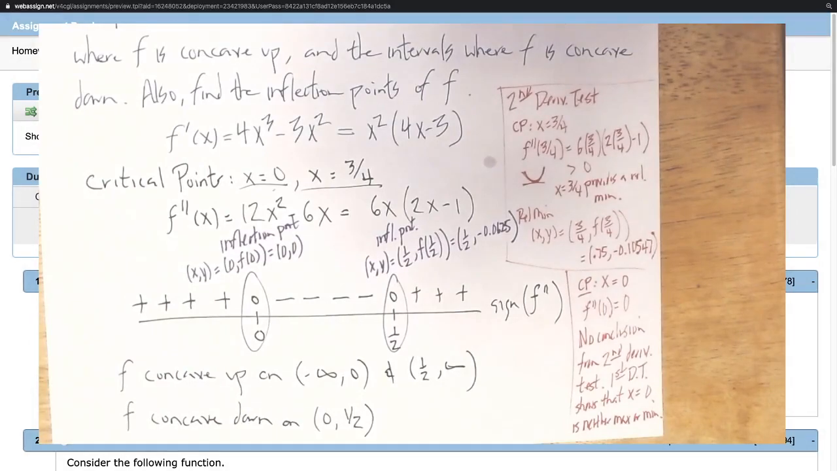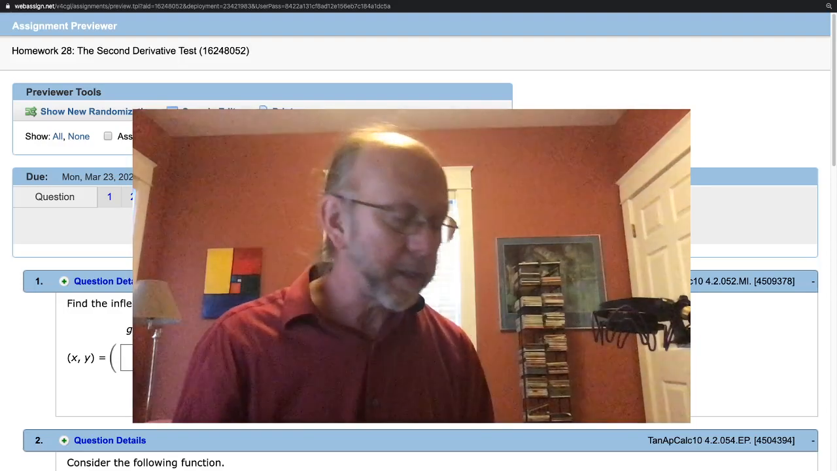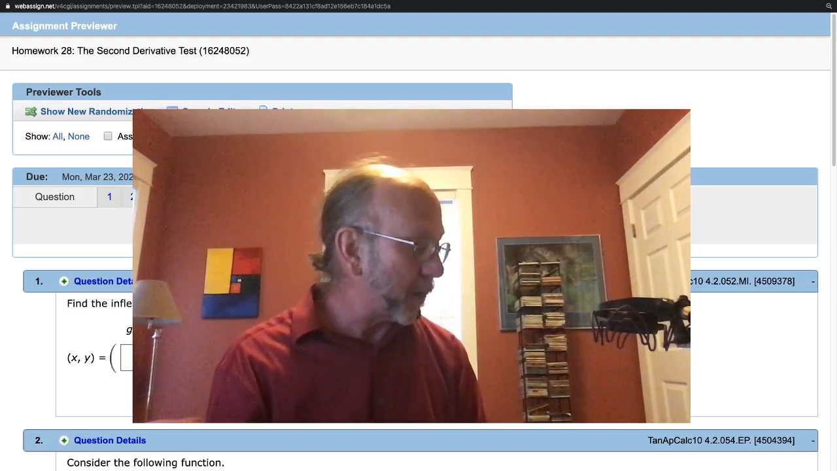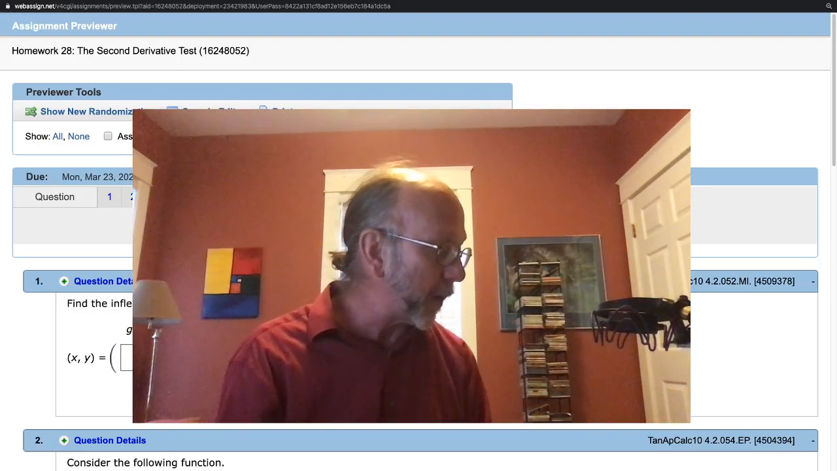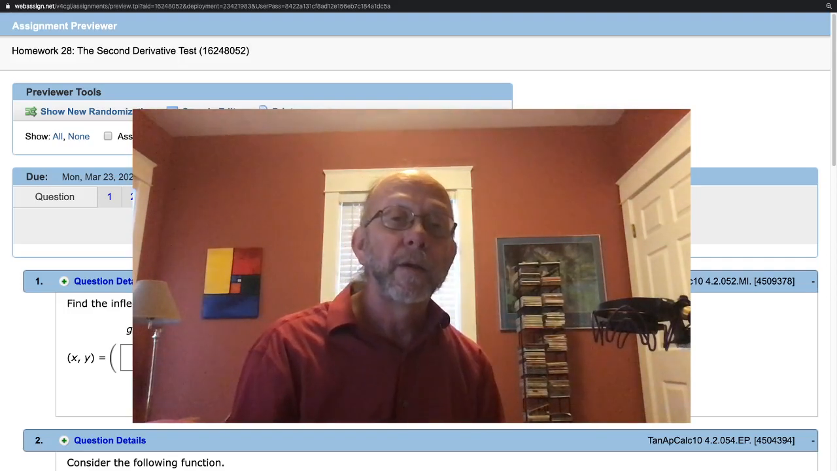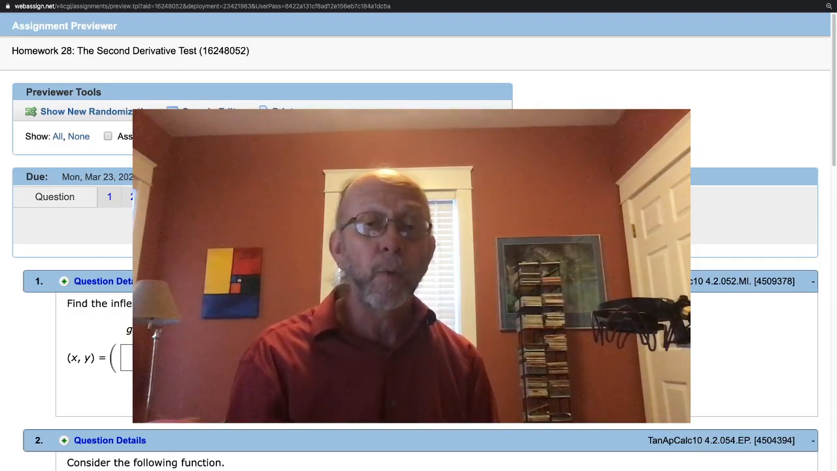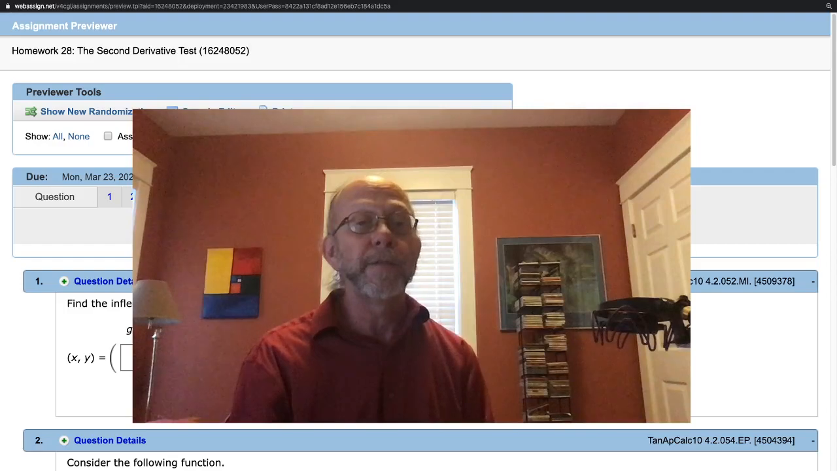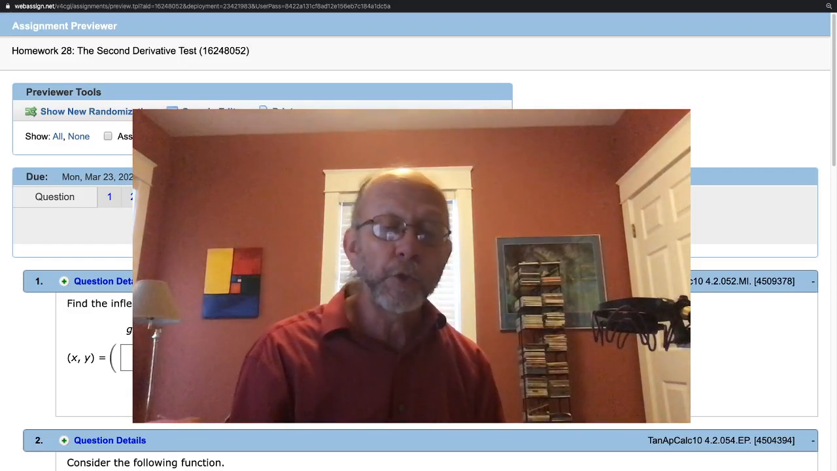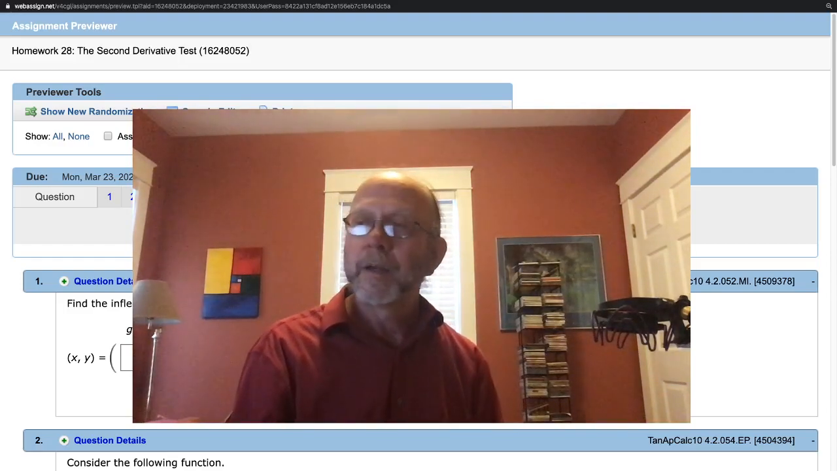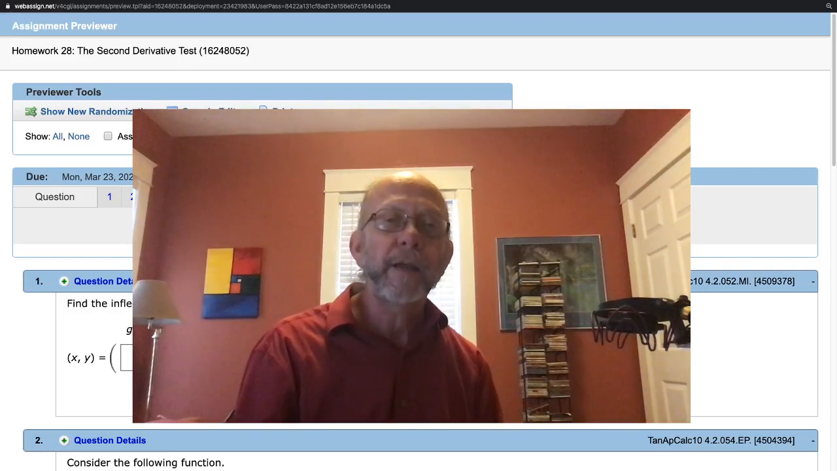So yeah, there you have it. The second derivative can give us valuable information not only about the shape, the concavity of a function, but also about whether critical points are relative maxes and mins. So I hope this helps you as you work with homework 28.